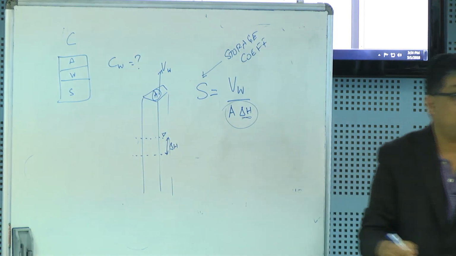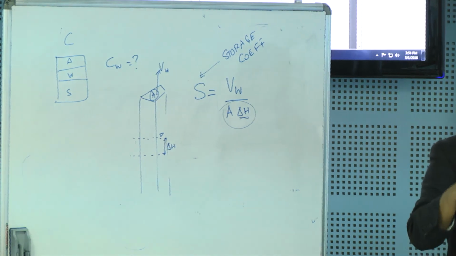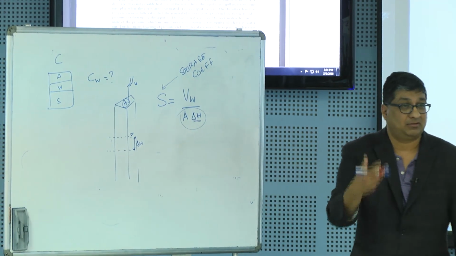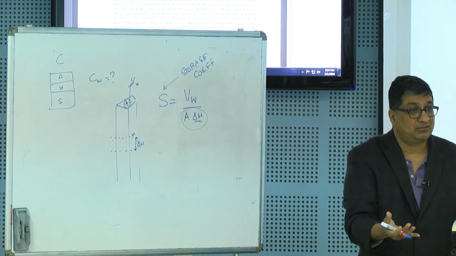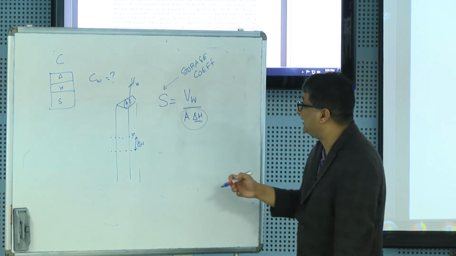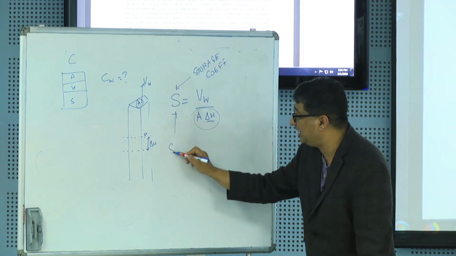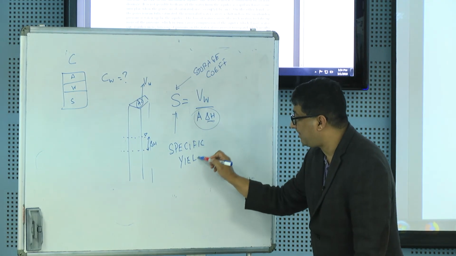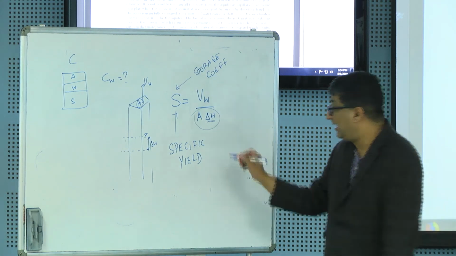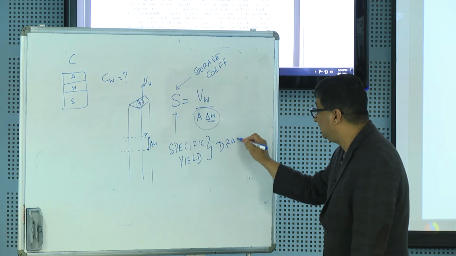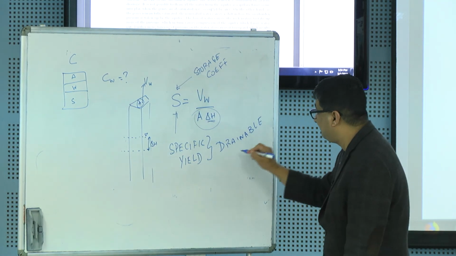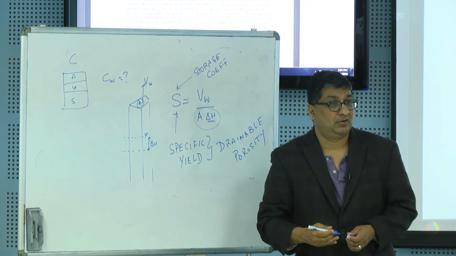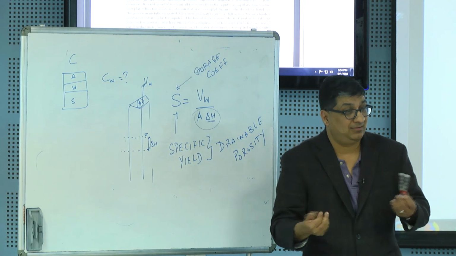In unconfined aquifers, I'm pulling water against gravity. Gravity is the only mechanism that's causing the water. The gravity is pulling the water down. I'm trying to pull the water out, which means I'm pulling the water against gravity. Okay? So then, and only then, it is called specific yield. Okay? Another word for specific yield is drainable porosity. Okay? So this is the amount of water that you can drain under the influence of gravity.